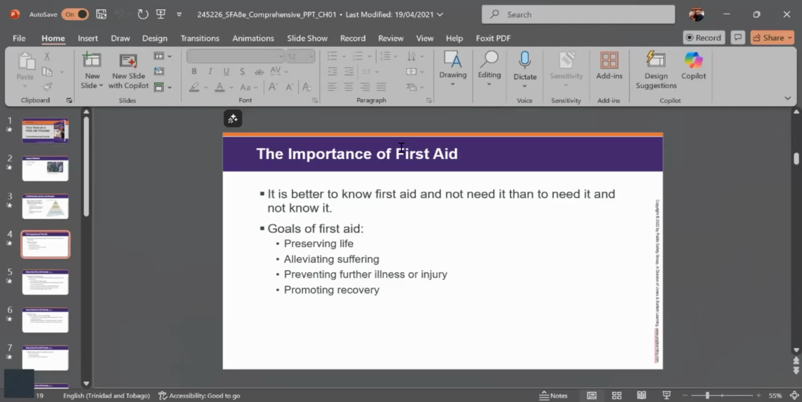Whatever measures you are implementing to stabilize and assist the person, once the injury is stabilized, or you've managed to get the medical condition under control, all within the boundaries of your training, it helps to alleviate suffering. So the person was choking, you did the abdominal thrust, the object is expelled. Now the person can be on the road to recovery. You've helped to alleviate the suffering. And whilst doing that, it ties straight into the third one here, preventing further illness and injury.